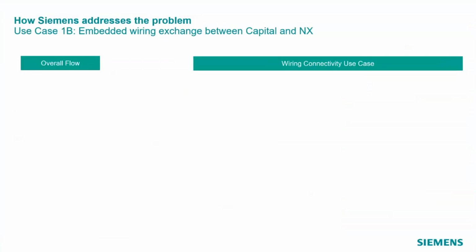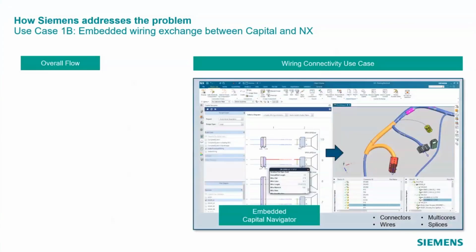The wiring exchange use case that we have just seen can also be achieved by direct Capital Navigator integration. This mode allows the MCAD user to access ECAD information without having access to the Capital application. In the previous integration scenarios we have looked at, the integration was achieved either in disconnected or connected mode. The disconnected mode relies on the exchange of an intermediate file to bring Capital data into the MCAD application, while the connected mode doesn't require an intermediate file but still requires access to a running application. In both cases, the MCAD user has to switch between NX and Capital to exchange data.